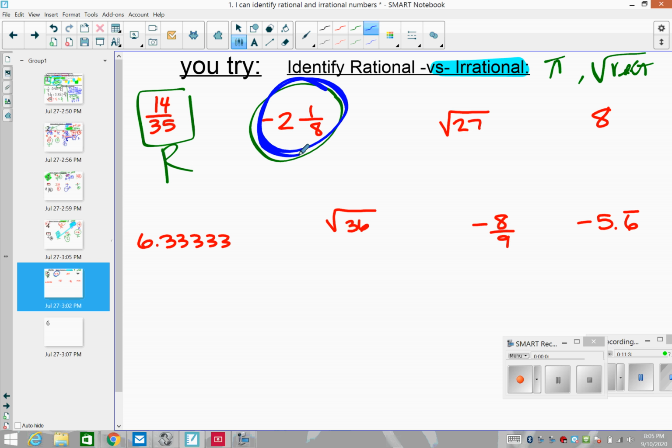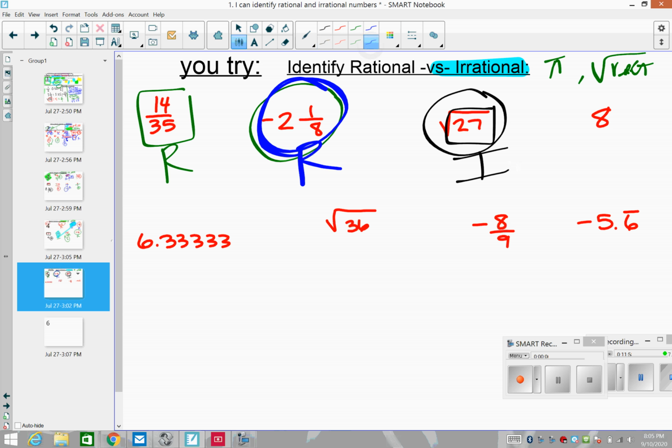Next one, I'm going to go fast because you should have tried these on your own. Is that pi? No. Is it a square root of a rectangle? Not even a square root. It's rational. Next one, is that pi? No. Is it a square root of a rectangle? 27 is 1 times 27 or 3 times 9. Definitely irrational. That's a rectangle, not a perfect square.